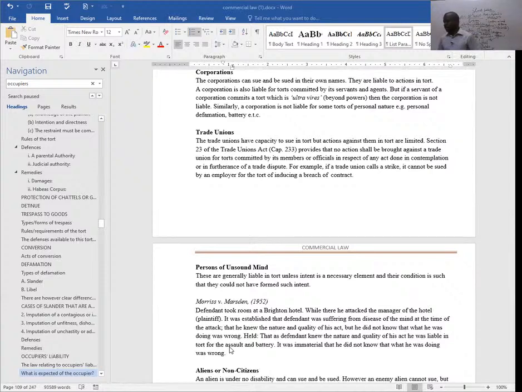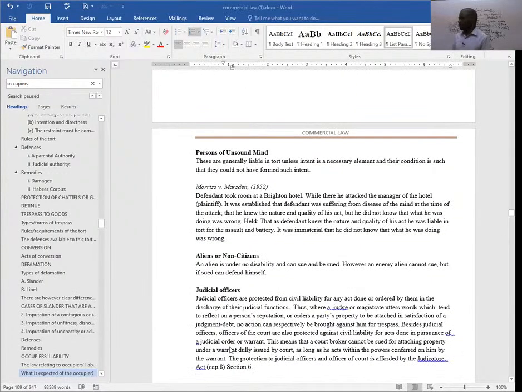There's a case law there, Morris versus Marsden of 1952. A defendant took a room at a Brighton hotel. While there, he attacked the manager of the hotel, that is the plaintiff. It was established that the defendant was suffering from a disease of the mind at the time of the attack, that he knew the nature and quality of his act, but he did not know that what he was doing was wrong. It was held that since the defendant knew the nature and quality of his act, he was liable in tort for the assault and battery. It was immaterial that he did not know that what he was doing was wrong.